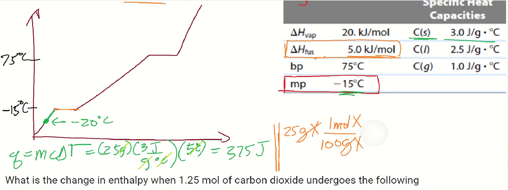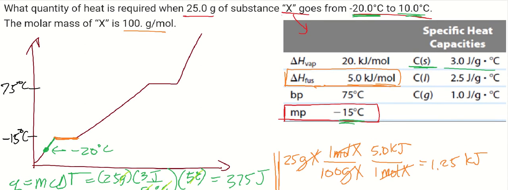Now that we have moles, we're going to multiply that by this heat of fusion. For 1 mole to melt, it needs 5.0 kilojoules of energy. So let's punch those numbers in. 25 divided by 100 times 5 is 1.25 kilojoules. All right, so that took us across that melting point, and now we need to get to, what did the problem say? Get it up to 10 degrees Celsius.